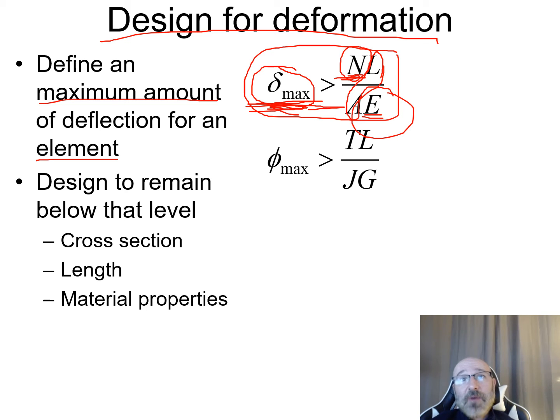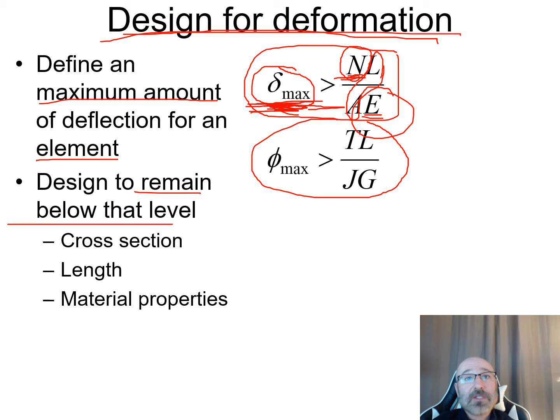So there are a lot of different ways we can use this one simple equation based upon designing for deformation, where delta max is a known value, to get out our load, our length, our cross-sectional area, and our elastic modulus. Now the same could be said if we're dealing with shafts and torsion. We still have this relationship over here. We're still trying to design to remain below this level.